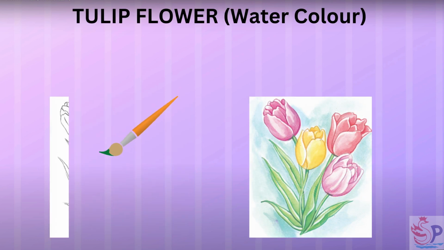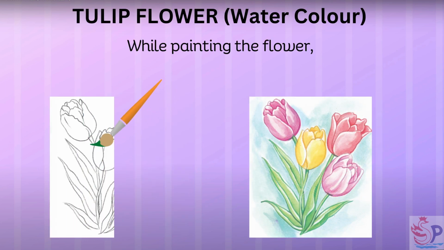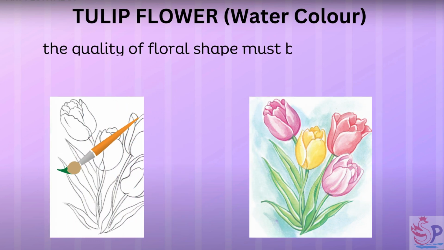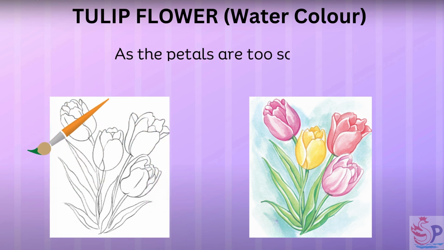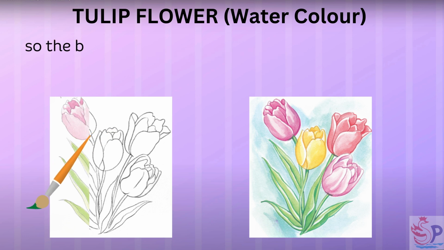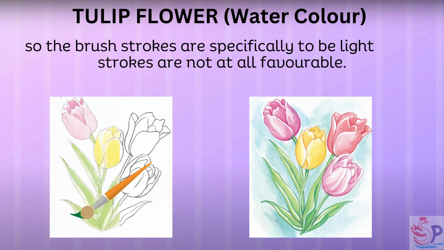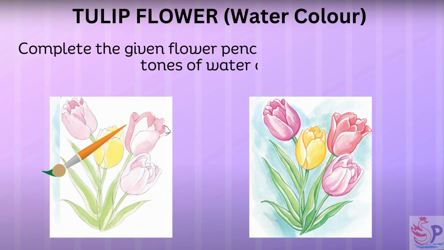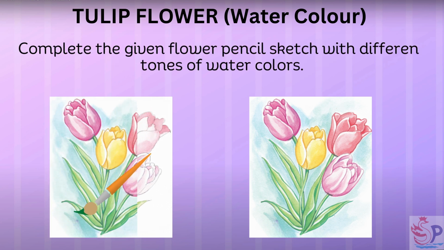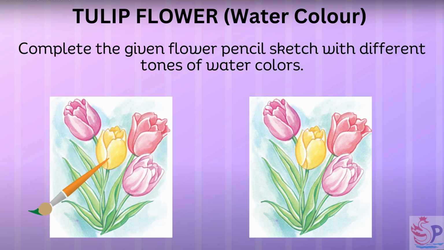Tulip flower, watercolor. While painting the flower, the quality of floral shape must be understood. As the petals are very soft, the brush strokes must be light. Hard strokes are not at all favorable. Complete the given flower pencil sketch with different tones of watercolors.